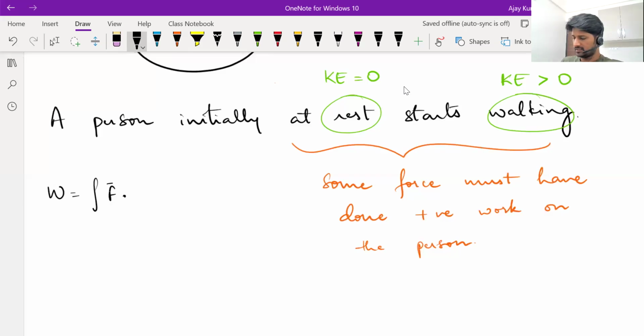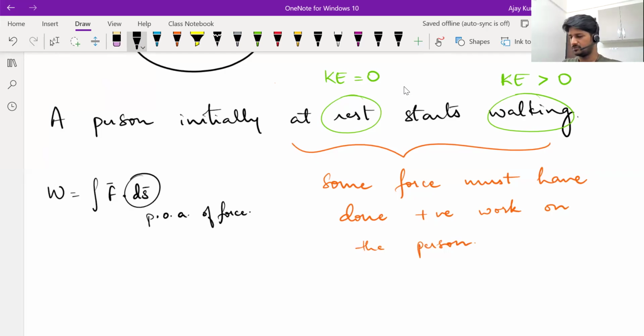Work done is the integral of F dot ds, where ds is the displacement of the point of action of the force. When a person walks without slipping, friction acts on the person's foot. But when the person is walking, the foot on which the friction is acting is at rest. The foot which is placed on the ground is at rest. The rest of the body is moving.